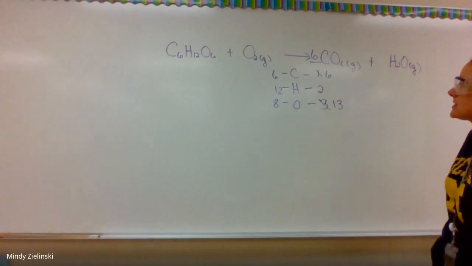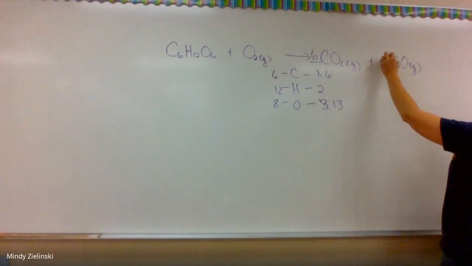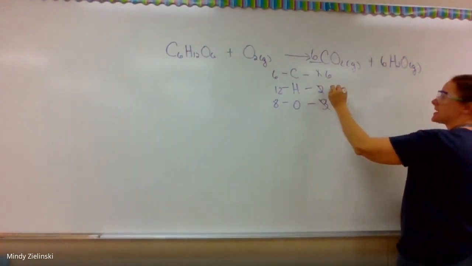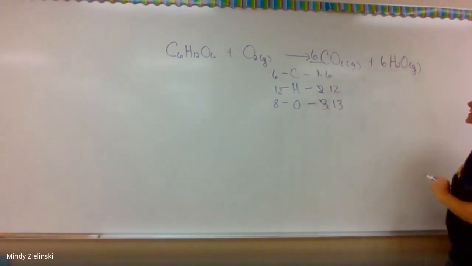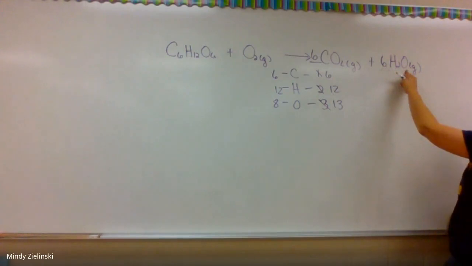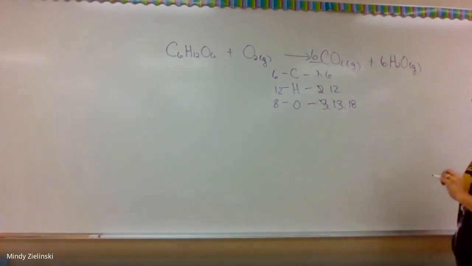So I'm going to do my hydrogen next. I have 12 over there. This is the only place I find hydrogen. So I'm going to put a 6 there to balance that. Makes my hydrogen count become 12, 6 times 2 is 12. It makes my oxygen count become 6 times 1, so 6 plus 12. So I have 18 over here.